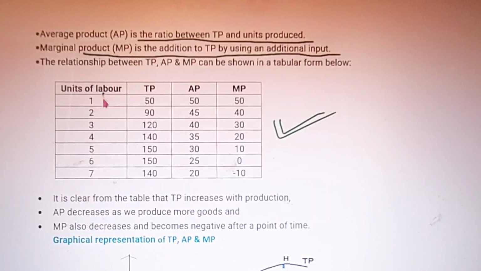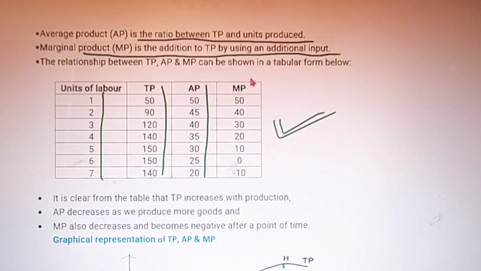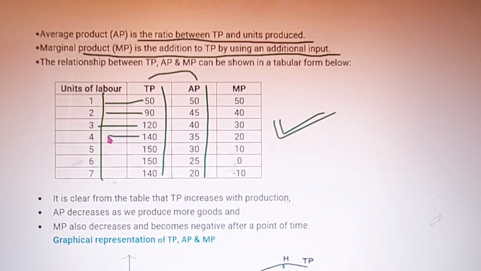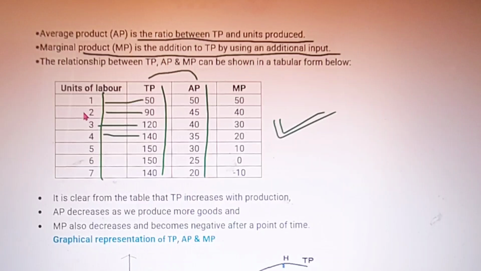And here these are all units of labor 1 to 7. This is the total product TP, and this is average product, and this is marginal product. Now let's see how to find out average product if TP and labor are given. So what you have to do, you just need to divide. That is 50 by 1 will give you 50. Then 90 divided by 2 will give you 45. 120 by 3 will give you 40. Then again 140 divided by 4 will give you 35. So like that we can find the average product by dividing TP by labor.